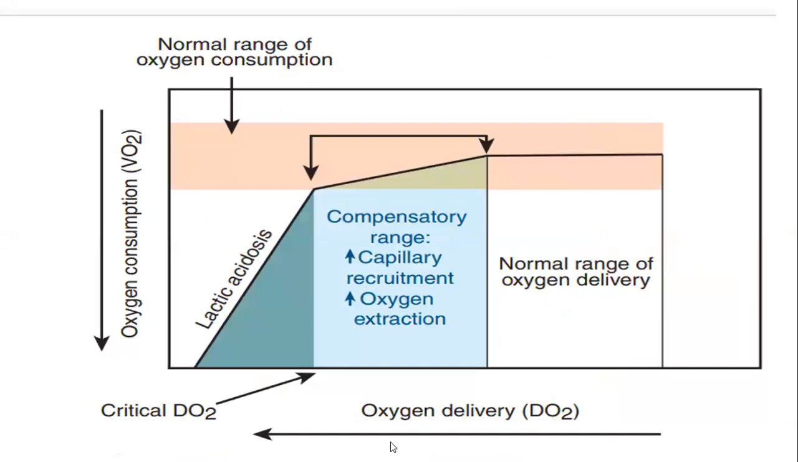As you see in the graph, this shows when oxygen delivery to the tissues is going to reduce, on the x-axis. Here we see the normal range of oxygen delivery, where the tissues maintain proper oxygen consumption. When oxygen delivery reduces further, the compensatory phase happens, with increased capillary recruitment and increased oxygen extraction. But after a certain point, when DO2 falls to a critical state, the compensatory mechanism fails and produces lactic acidosis.